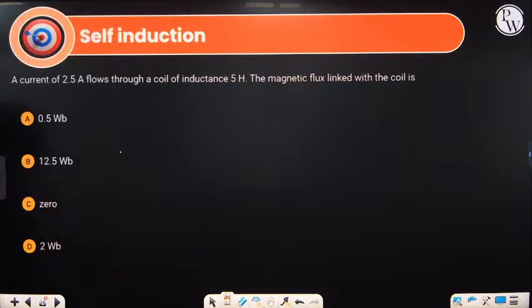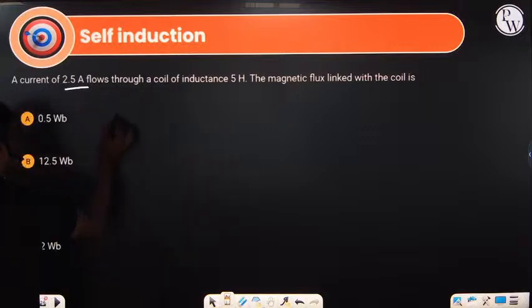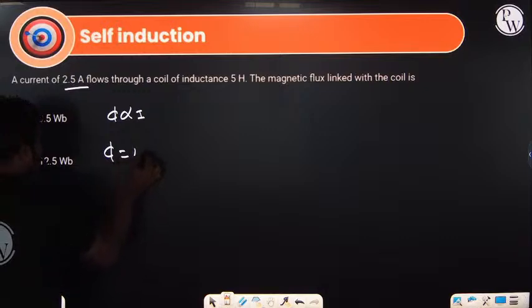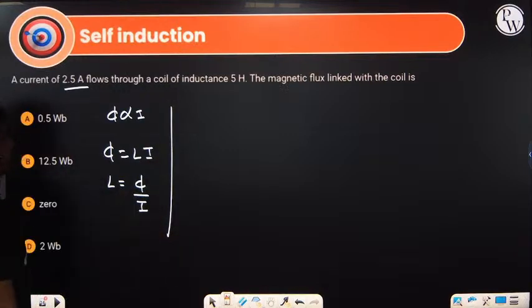Self-induction. We have the formula for self-induction. A current of 2.5 ampere flows through a coil of inductance 5 Henry. Find the magnetic flux linked with the coil. Phi is proportional to I, and the constant is L. So L is phi by I. Here the inductance is 5 Henry and the current is 2.5.